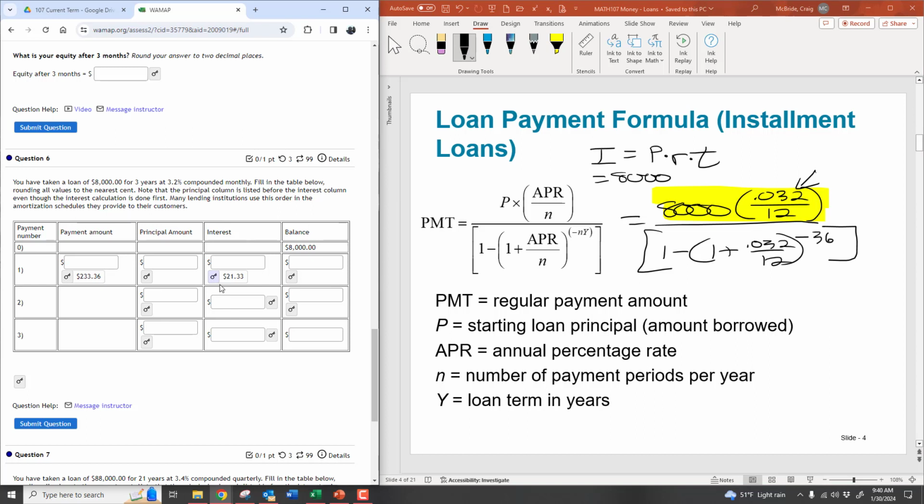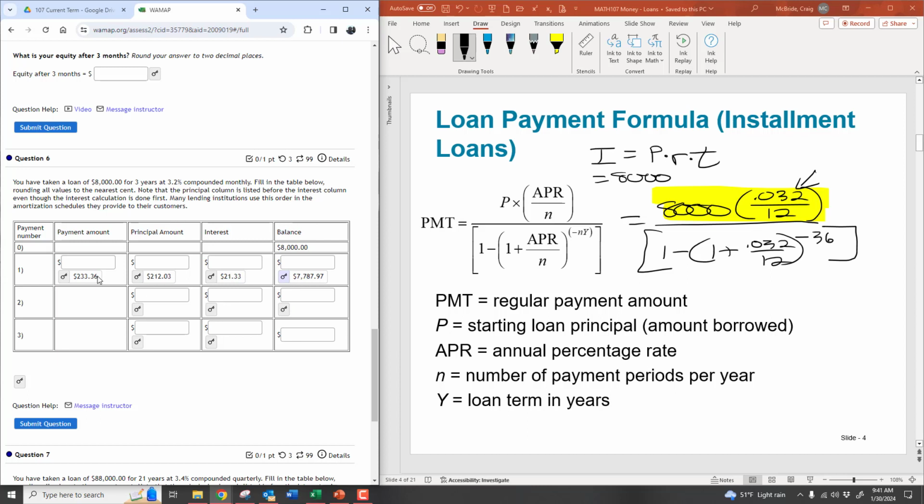Okay, well, figuring out these next two numbers are really just simple math. It's just simple subtraction, because you're going to pay the bank back $233.36. They're going to charge you $21.33 in interest. So they're going to first take that away. So they're going to take $233.36 and minus $21.33 from it. And the remaining amount, i.e. the 212.03, becomes the amount that's actually applied to the balance. So your new balance is simply 8,000 minus that.